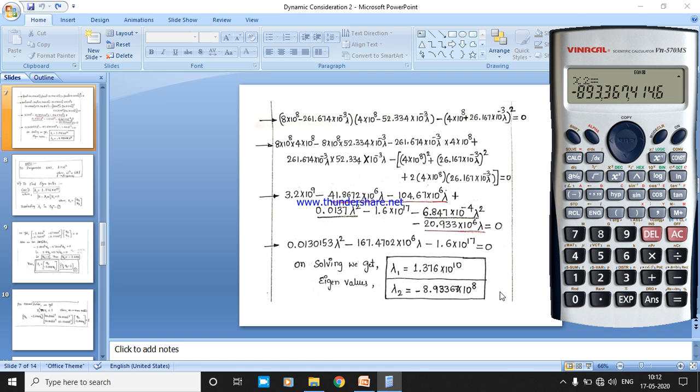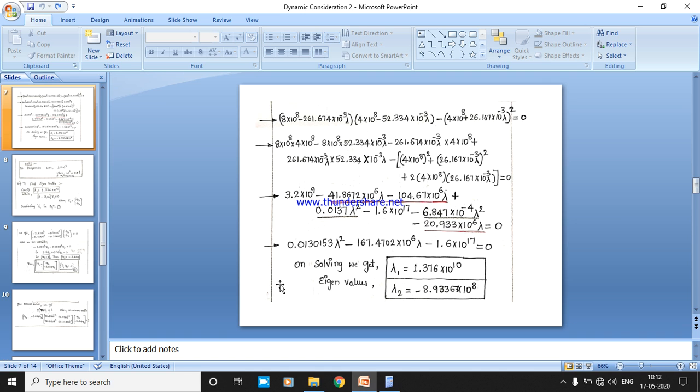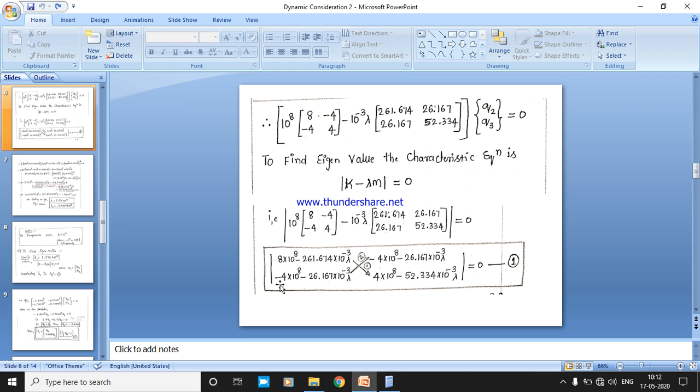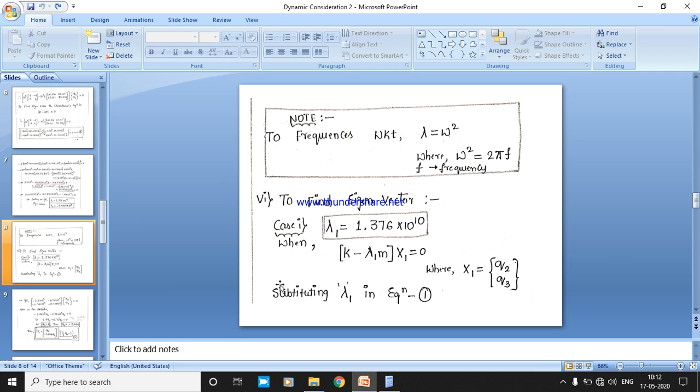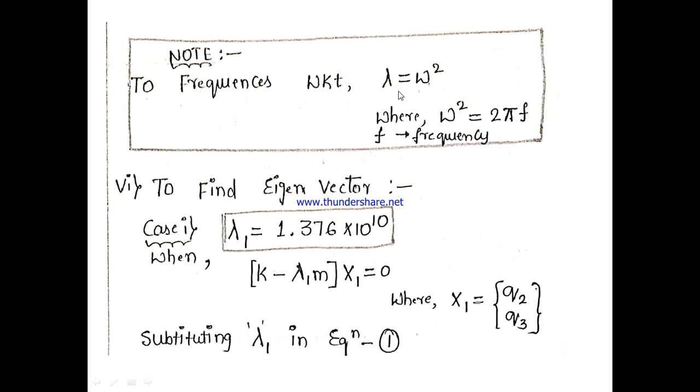Now I got the eigenvalues, lambda 1 and lambda 2. If you want to find the frequency, lambda is equal to omega square, where omega is equal to 2 pi f, and f is the frequency. Once I know lambda, I can know omega. Once I know omega, I can know the frequency. So this is how you need to find the frequency.